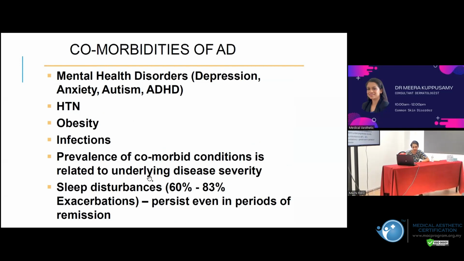And this is important because mental health is now a pretty big topic. A lot of studies are showing that kids with atopic dermatitis may exhibit some autism spectrum symptoms. And in adults, hypertension, obesity, infections. And yes, the comorbidities depend on how severe the eczema is. If the patient has severe atopic dermatitis, they will have more depressive symptoms or anxiety. And sleep disturbances are also seen in more severe cases.